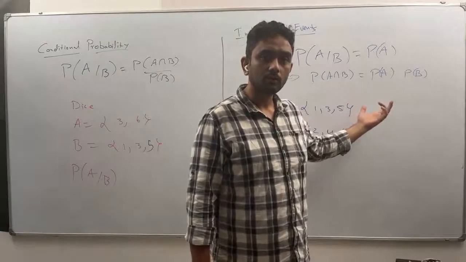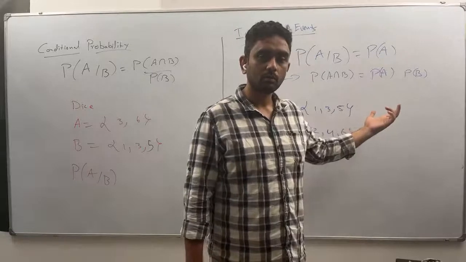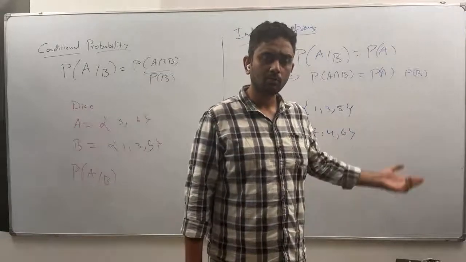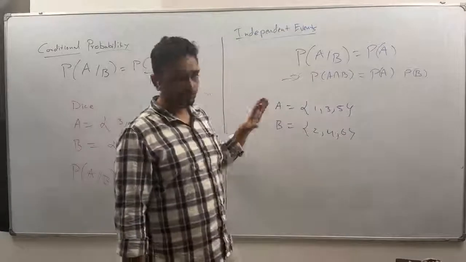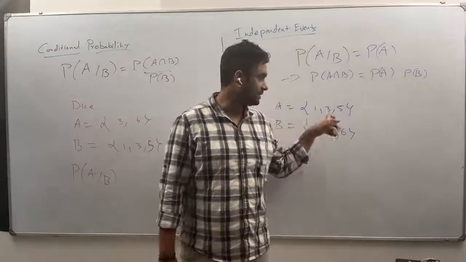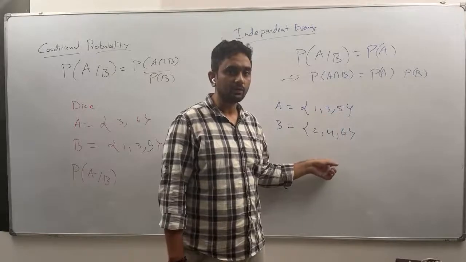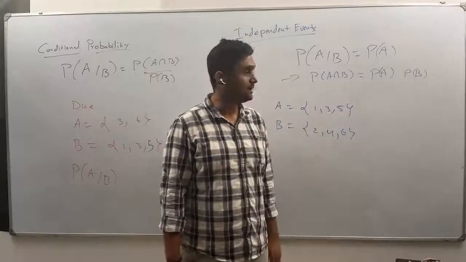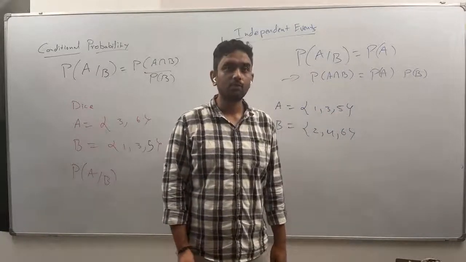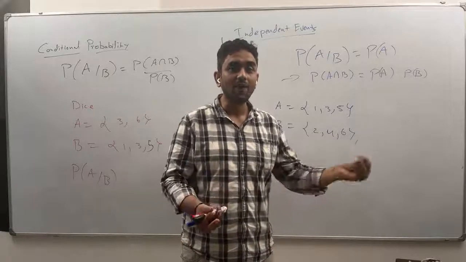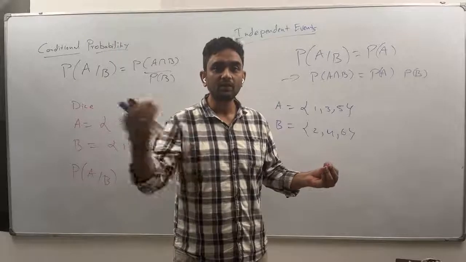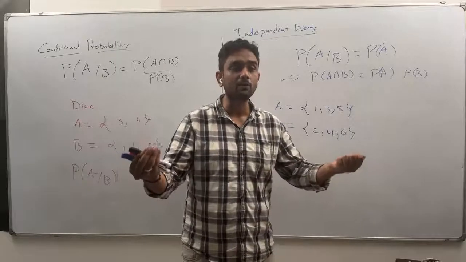Independent event means it doesn't affect, so probably it will be 0. Why? Then what will it be? Okay, I'm rolling a dice. One event is getting an odd number, the other is getting an even number. Are they independent? No. They are an example of perfectly dependent events. If odd happens, even cannot happen. If even happens, odd cannot happen. That means they're dependent on each other.